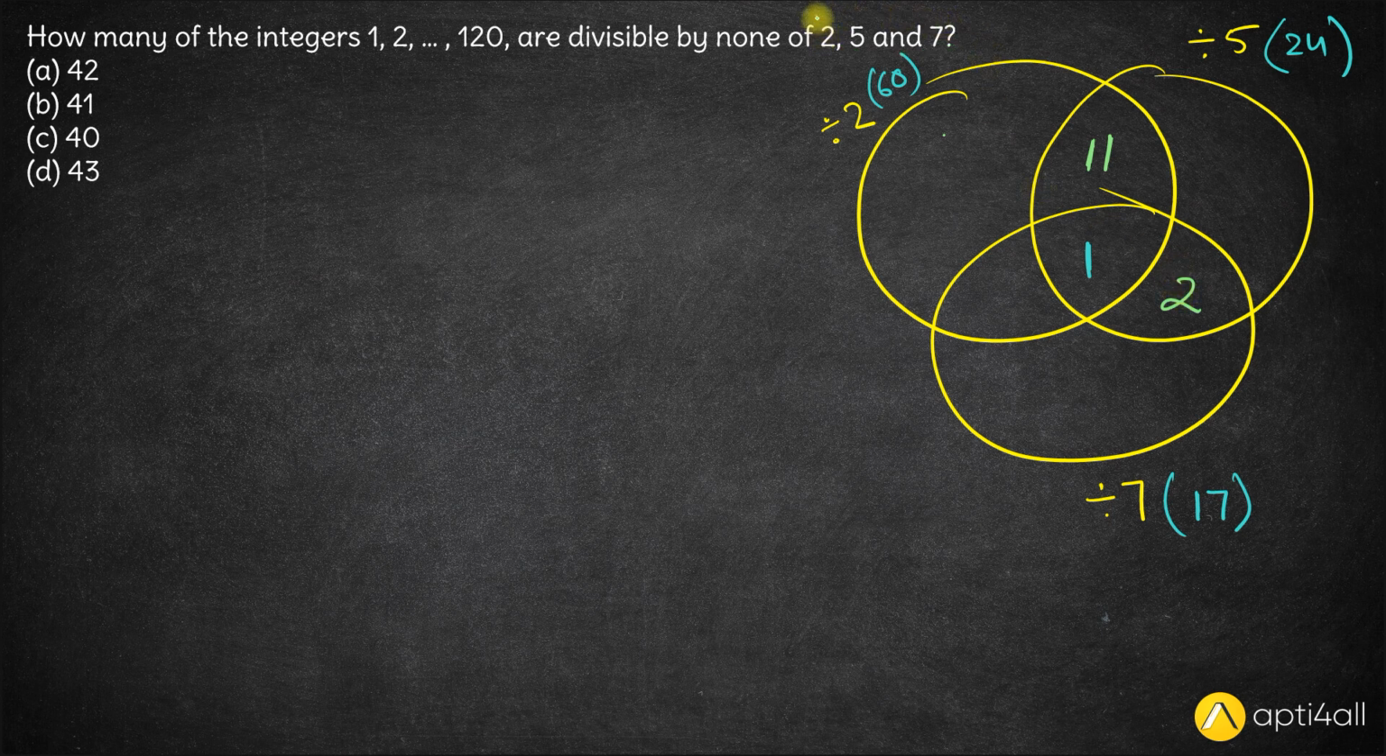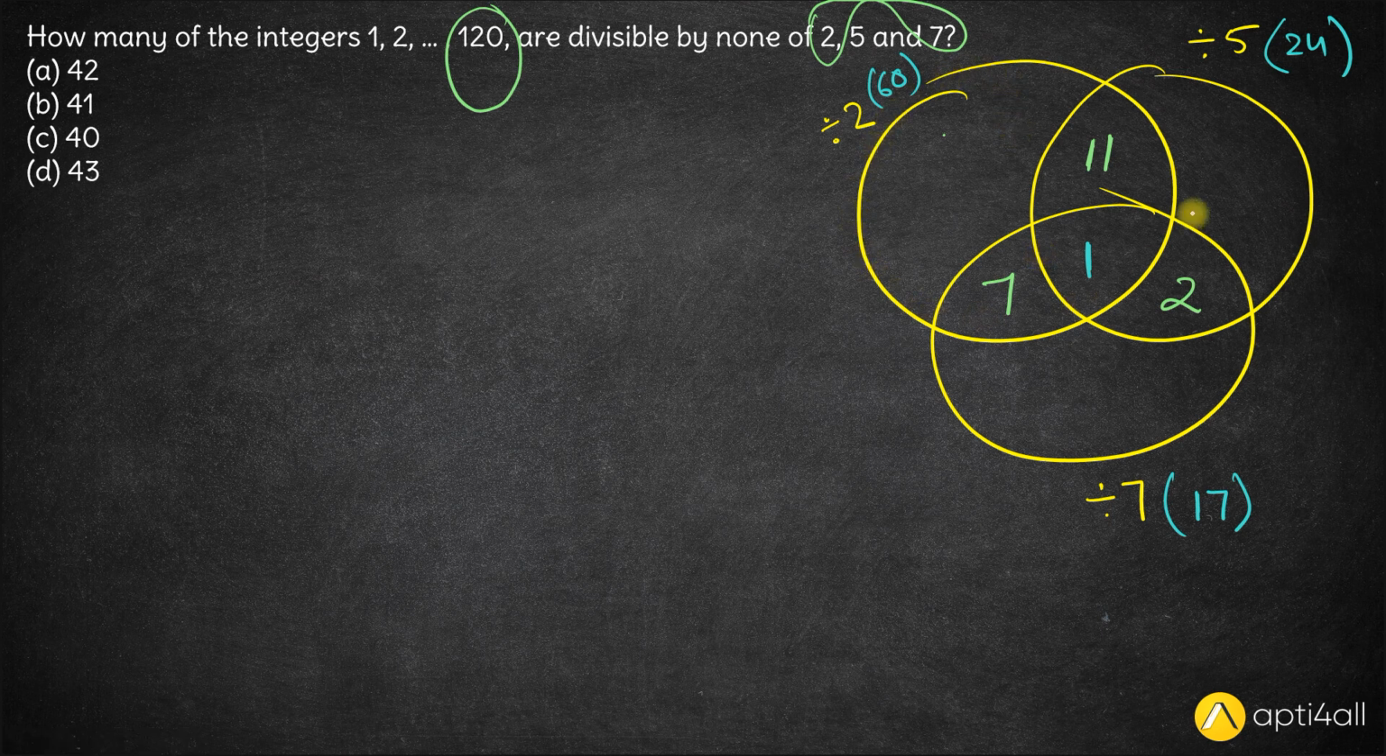Similarly, if you check for 2 and 7, numbers divisible by 2 and 7 will also be divisible by 14. Hence the number of numbers divisible by 14 will be 120 by 14, which is effectively 60 by 7. The quotient is 8. So there are 8 numbers divisible by both 2 and 7, out of which one is divisible by 5. So there will be 7 numbers divisible by only 2 and 7 and not 5.